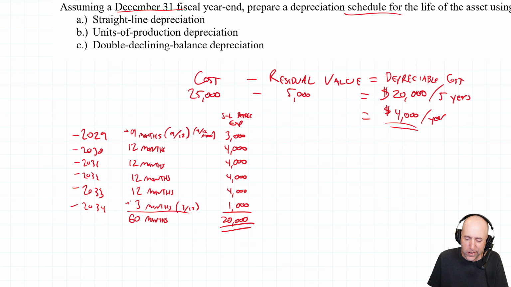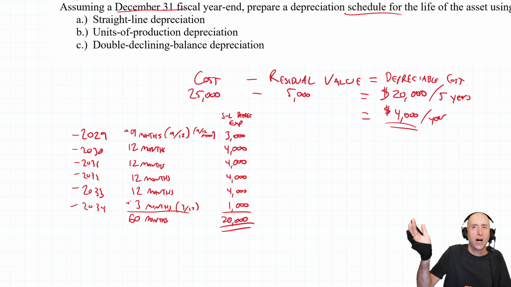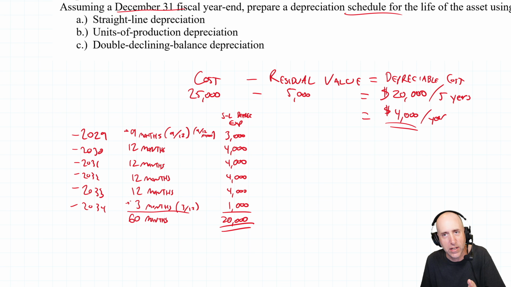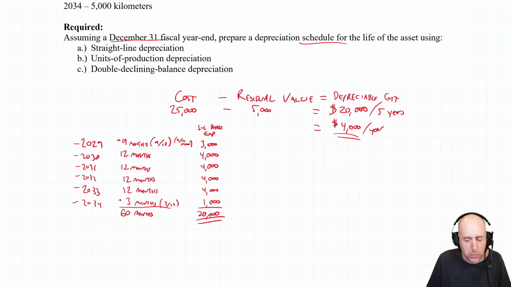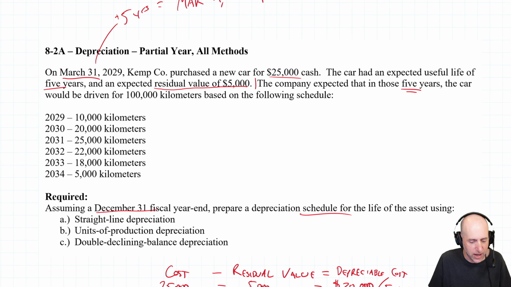Sometimes people look at this and they go, this is not good enough, because some years I really push the asset hard and the asset falls in value more, and some years I barely use the asset, in which case I shouldn't depreciate it much. Shouldn't I depreciate not based on time going by, but based on usage? And that's what units of production depreciation says to do. So that's it for straight line. Let's do units of production now.